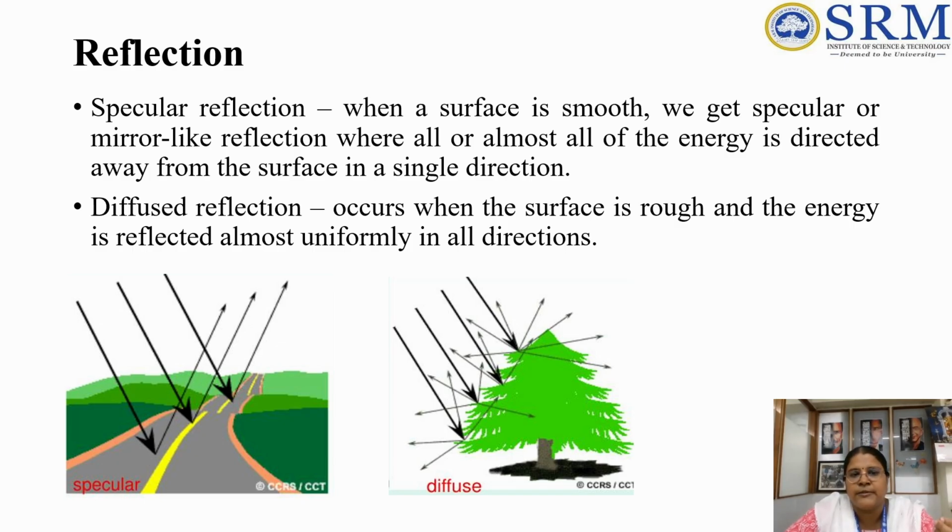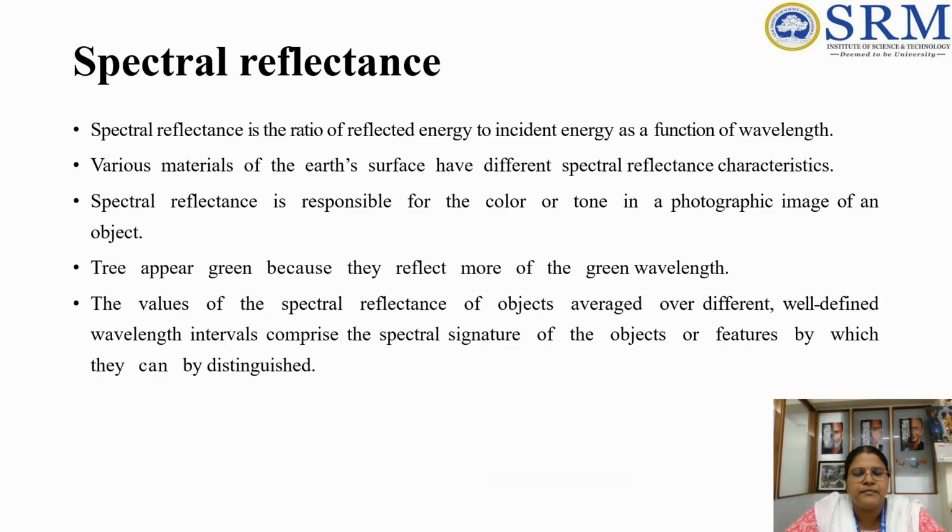That is, we get a mirror-like reflection where almost all the energy will be diverted from the surface in a single direction. But when the surface is having a rough texture, we have a scattered or diffuse reflection. So the energy is reflected almost in all directions but uniformly. This happens when the interacted surface is undergoing a reflection.